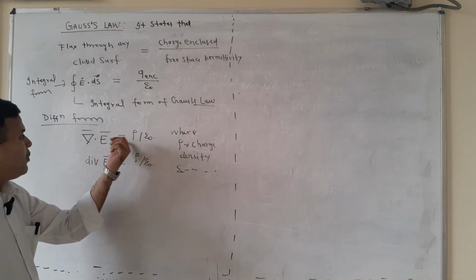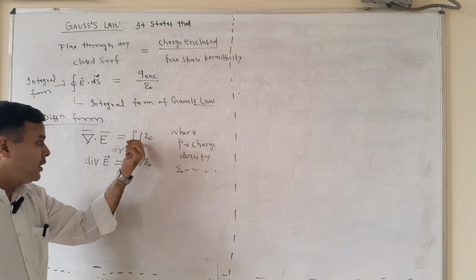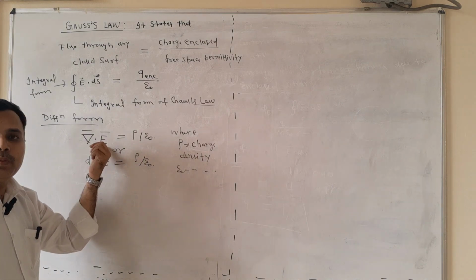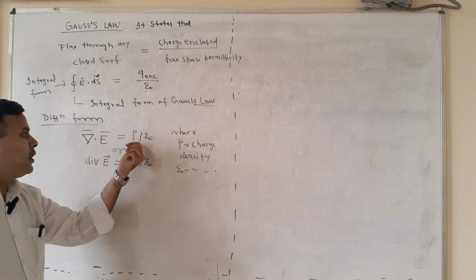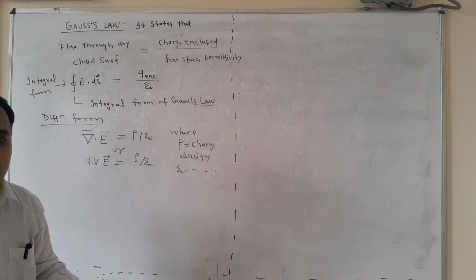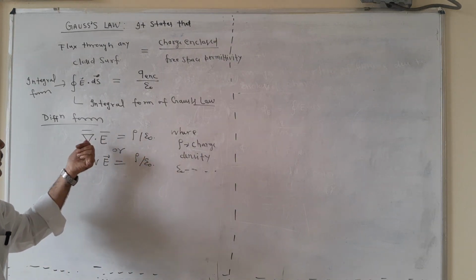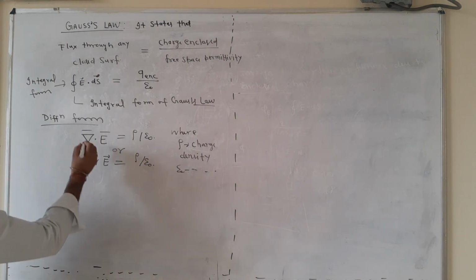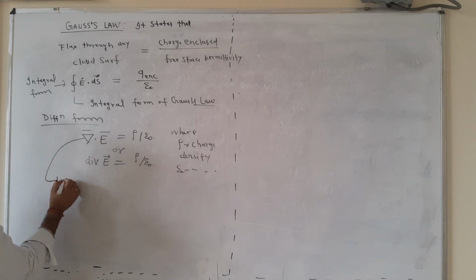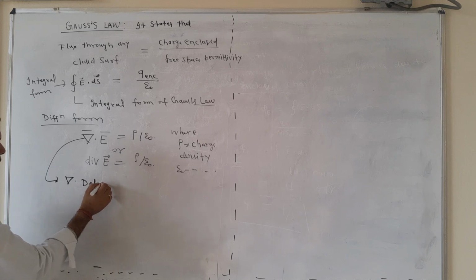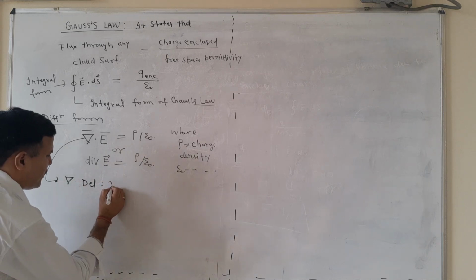In differential form, if we have information about the field, we can easily find the charge density, or if we have information about the charge density, then we can easily find the electric field. And what is this del? This del is known as the del operator. This is simply a mathematical operator.